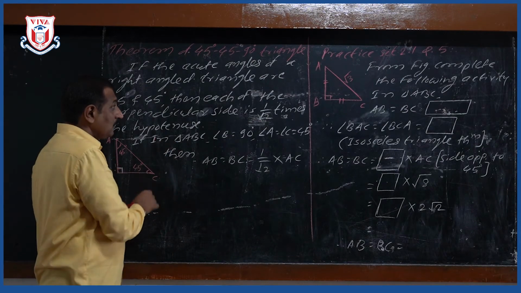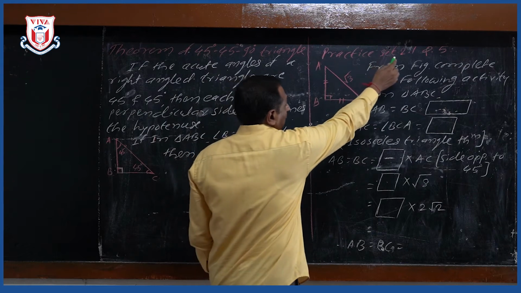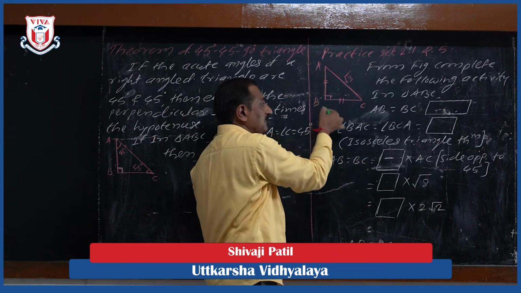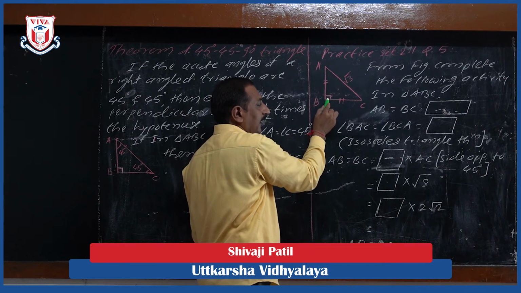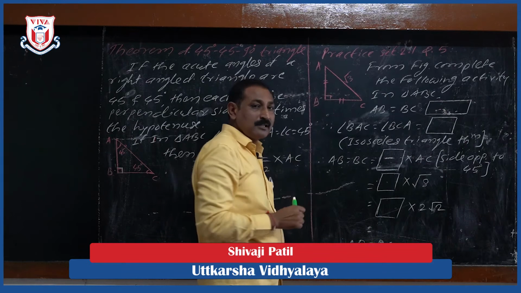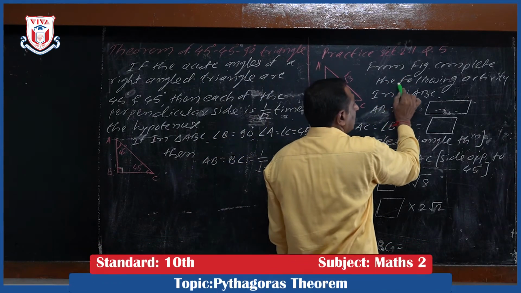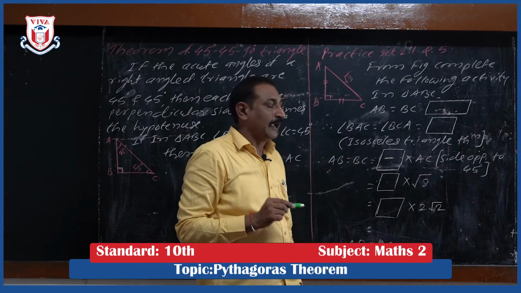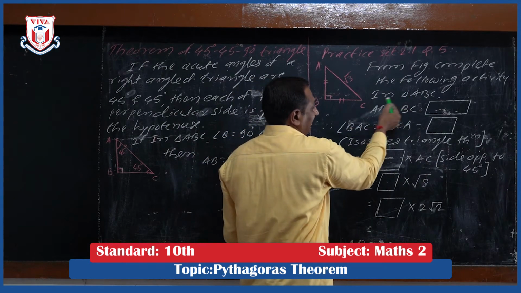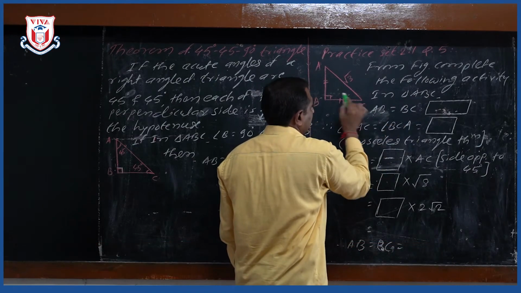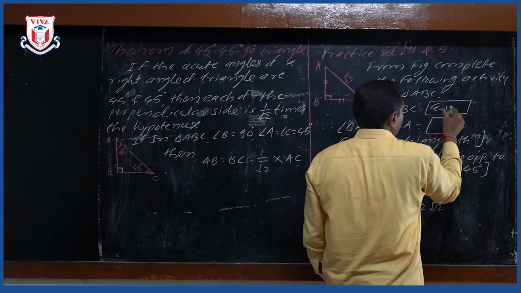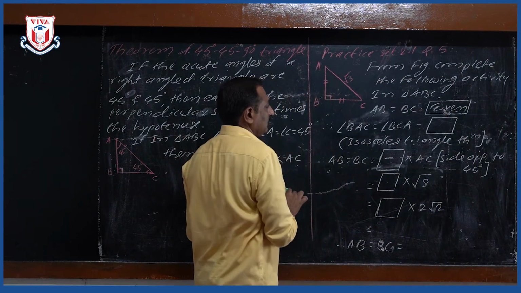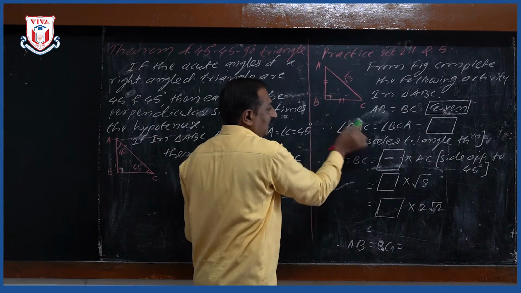Now, based on the example, practice set 2.1, question number 5. The figure is given: triangle ABC, angle B is 90 degrees, and AB and BC are equal. Complete the following activity. Therefore, in triangle ABC, AB is equal to BC. This is given. You write here "given". Next, angle BAC is equal to angle BCA.